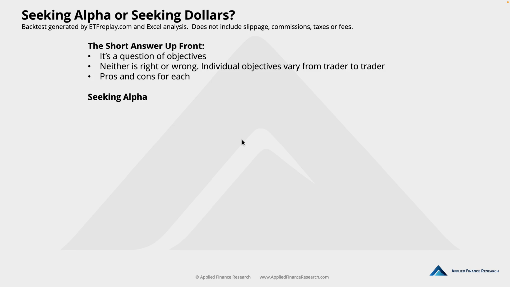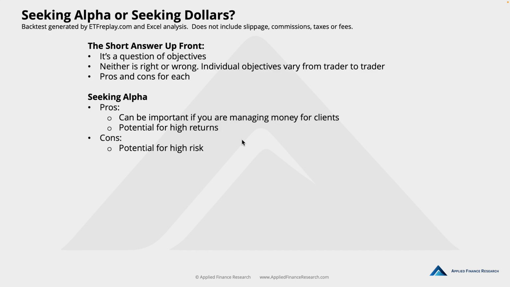So let's start off by talking about some of the pros of seeking alpha. First of all, this can be very important if you are managing money for clients. If you are a hedge fund manager or some kind of other public money manager, this can be really important because to be able to say that you're beating the market is certainly a great marketing tool and could attract a lot of clients for you. There's also the potential for high returns when seeking alpha. However, one of the cons of seeking alpha is that there's also the potential for higher risk.